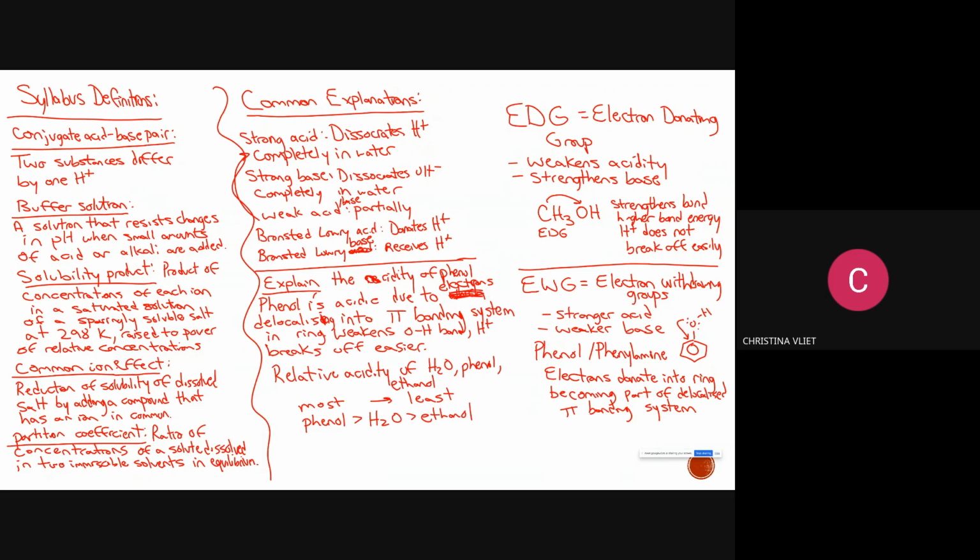What about carboxylic acid, phenol, ethanol? That's another comparison that they ask for. Relative acidity of carboxylic acid, phenol, and ethanol. Do we have the order for those three? Most to least again. Carboxylic acid, phenol, ethanol.